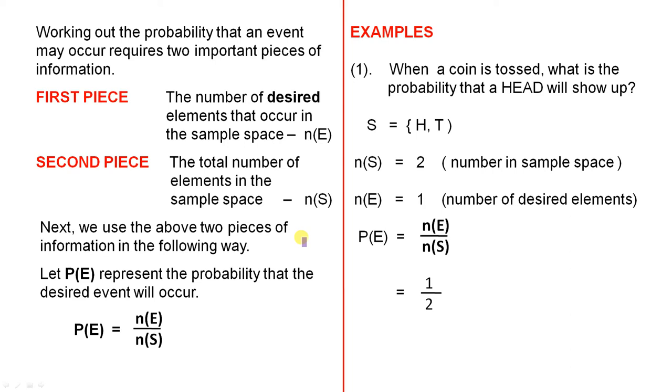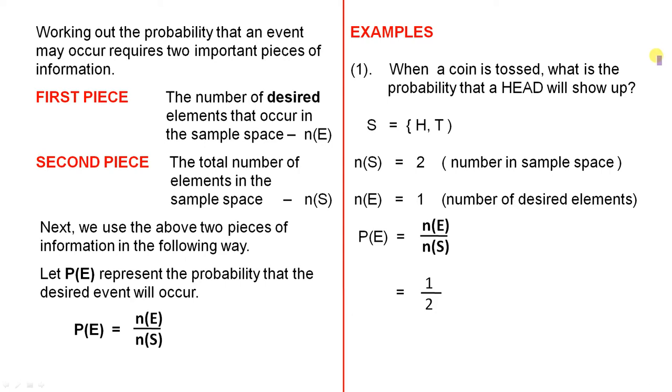So next, we use the above two pieces of information in the following way. Let PE represent the probability that the desired event will occur. PE equals NE over NS. So this will be simply explained now by doing the following three examples.